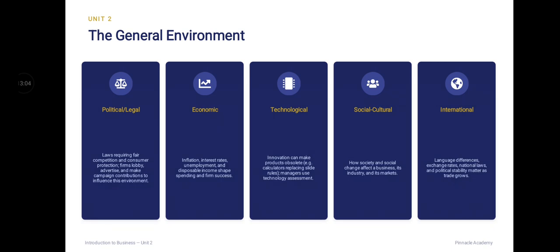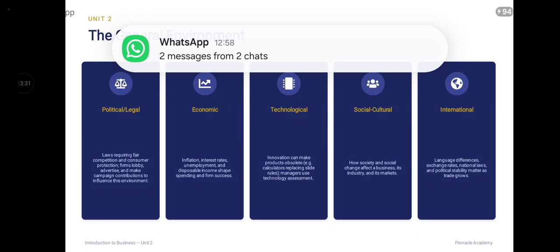Let's start with the general environment. This consists of broad, non-specific forces surrounding the organization. First is the political and legal environment. These are the laws and how they are interpreted. Laws that require firms to compete fairly, that protect consumer rights as well. Every business has to navigate regulations.